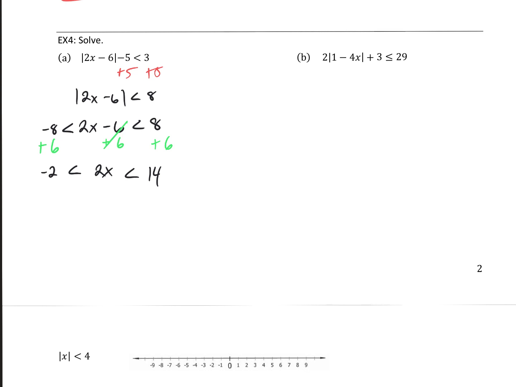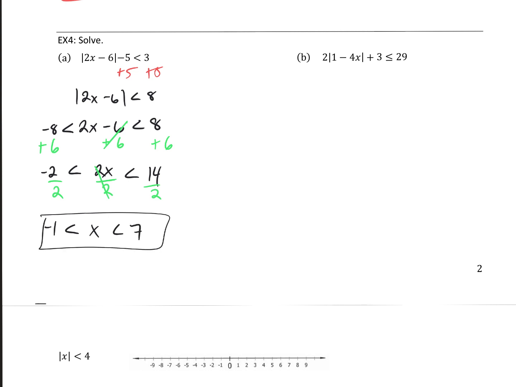And then, okay, to get x by itself, we got to divide by that 2 from the inside. We don't have to worry about switching the inequality signs. That only happens if you're multiplying or dividing by a negative number. And there we go, bounded by these values.